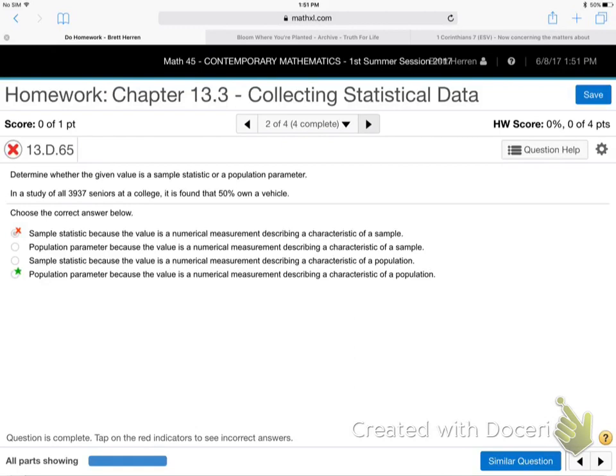All right, here we go. In a study of 3937 seniors at college, it is found that 50% own a vehicle. That's a population parameter. Why? Because the value is a numerical measurement describing a characteristic of a population. Did that make any sense?